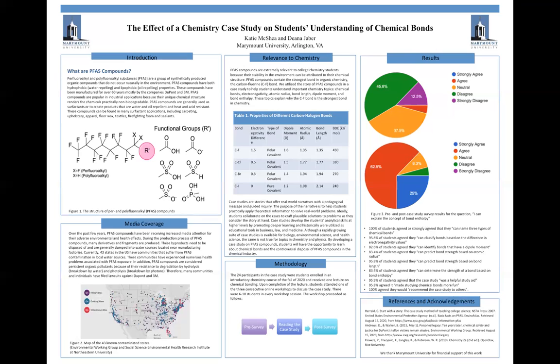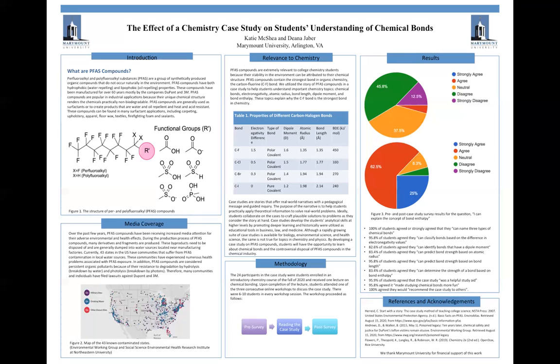These graphs were collected for all the different questions, and in regards to the main components of chemical bonding, 100% of students agreed or strongly agreed that they can name 3 types of chemical bonds, which was a 20.8% increase from the pre-case study survey. 95.8% of students agreed that they could classify bonds based on the difference in electronegativity values, which was a 70.8% increase.